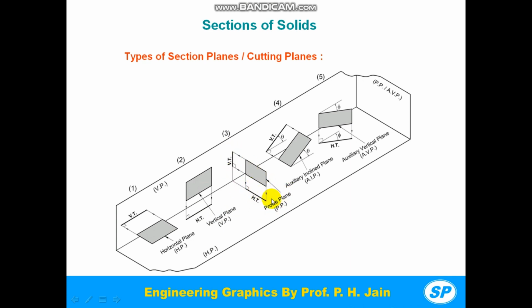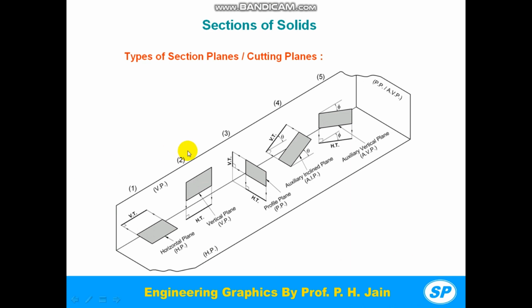It may be an auxiliary inclined plane, meaning it is inclined to HP and perpendicular to VP, and the cutting plane may be an auxiliary vertical plane, meaning it is inclined to VP and perpendicular to HP. So the cutting plane is perpendicular to one of the reference planes. These are the five cutting planes by which we assume that the solid is cut.